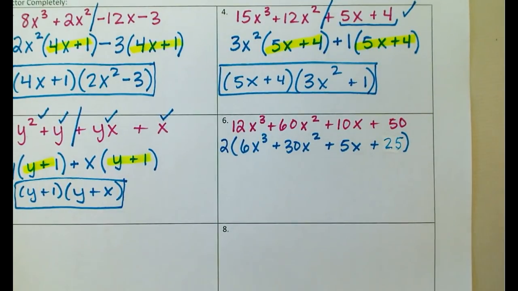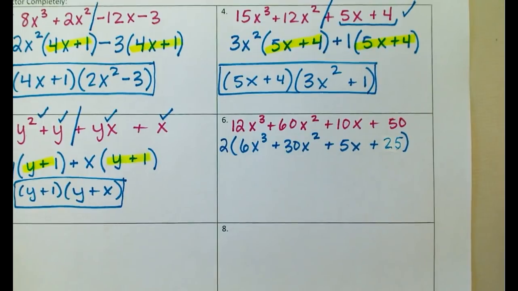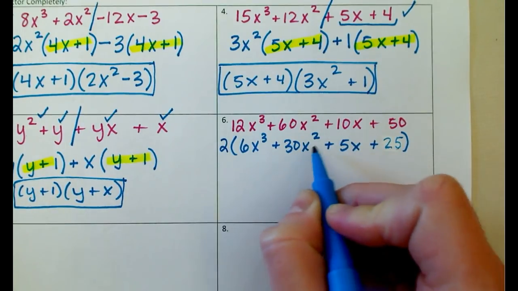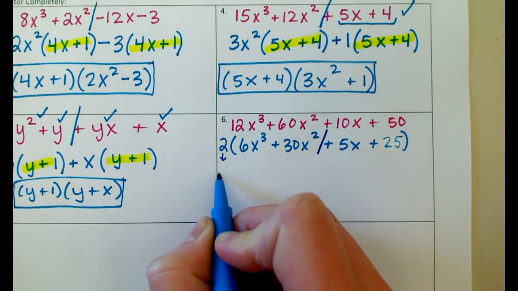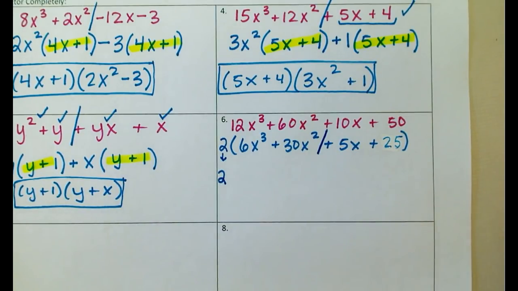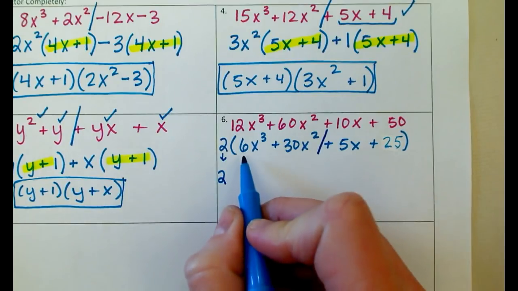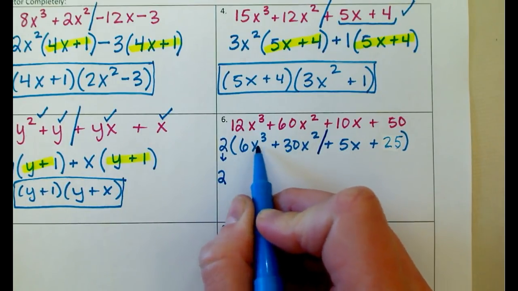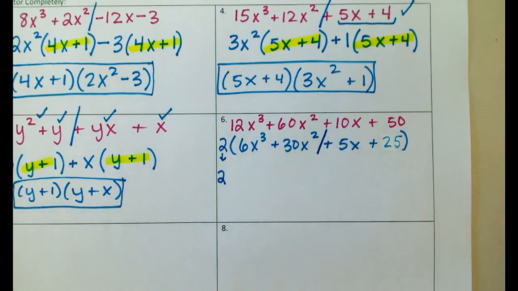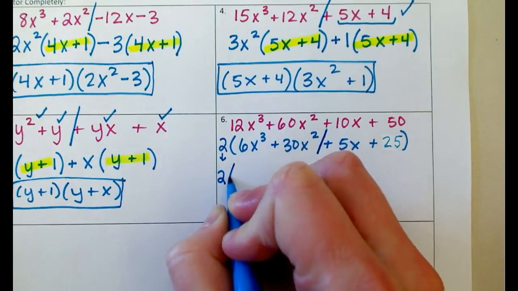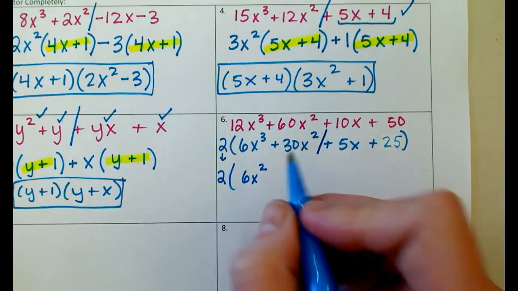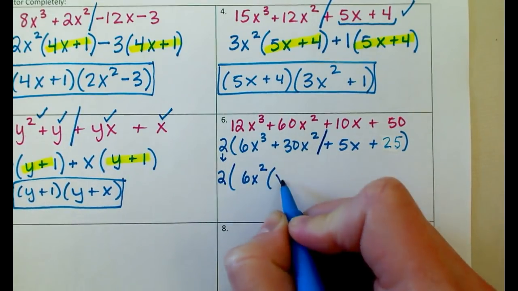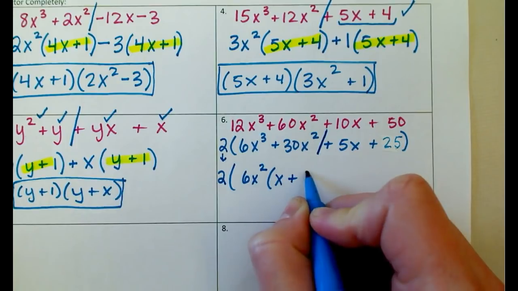Okay, now that I've factored out my GCF, I'm going to once again take my 4 terms here and split them in half. Don't forget about this GCF on the outside. That is still part of your answer. All right, looking between, I have 6x cubed and 30x squared. So between those 2 terms, I have 6x squared in common. This will leave behind x plus 5.